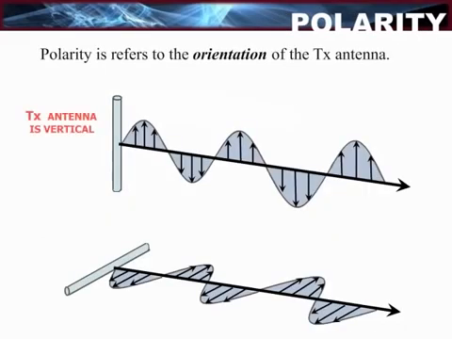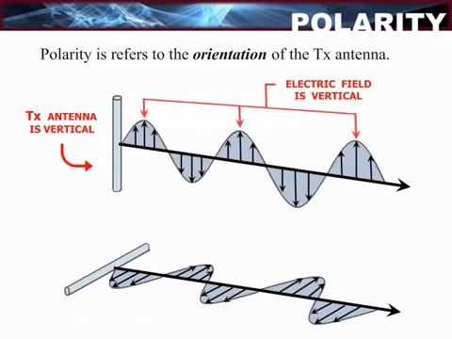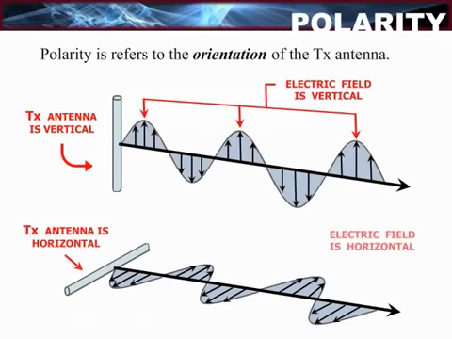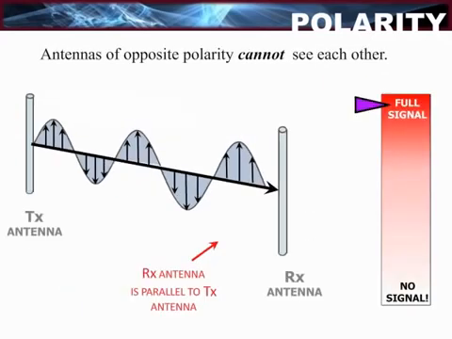The electric field component of the wave is the component of interest. As can be seen, when the transmitting antenna is vertical, the electric field is vertical. In the lower part of the illustration, the transmitting antenna is horizontal, which dictates that the electric field is also horizontal. This is the polarity of the antenna. We will now discuss how changing polarities can affect the received signal strength.